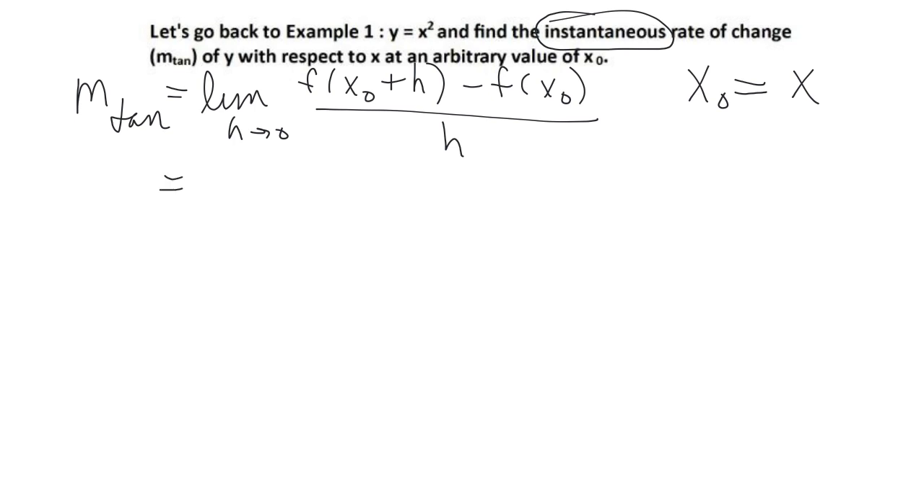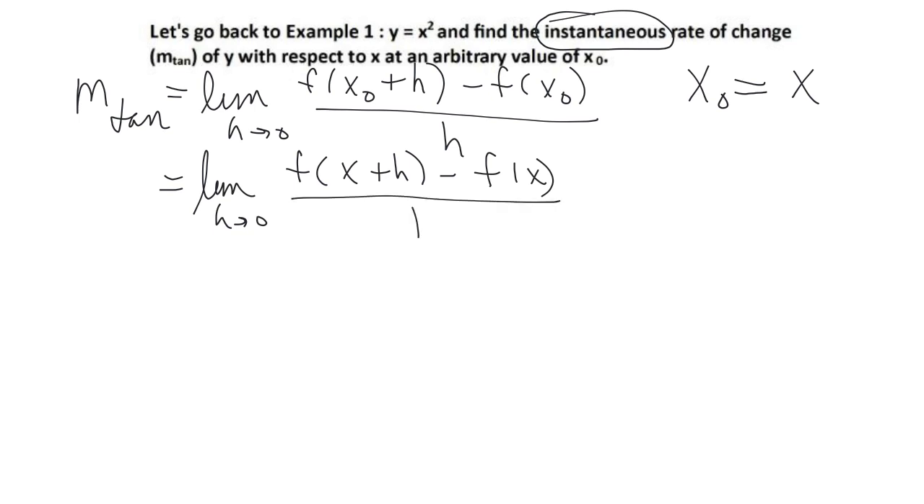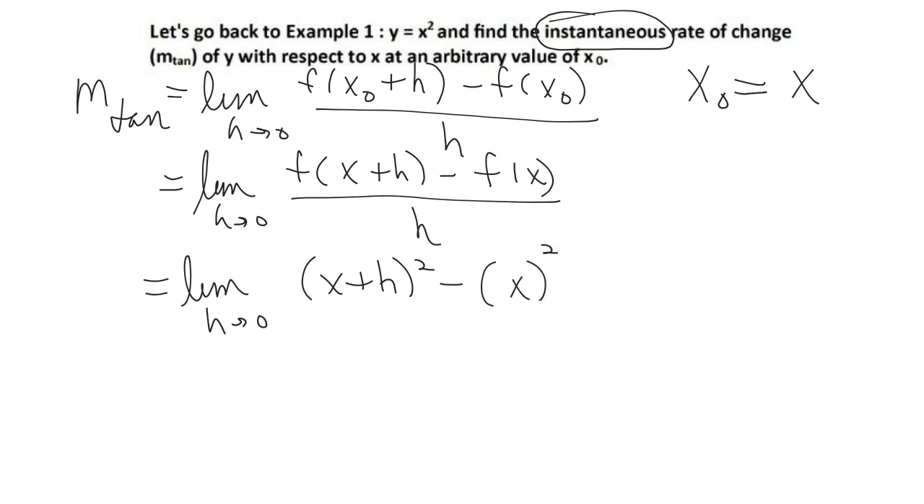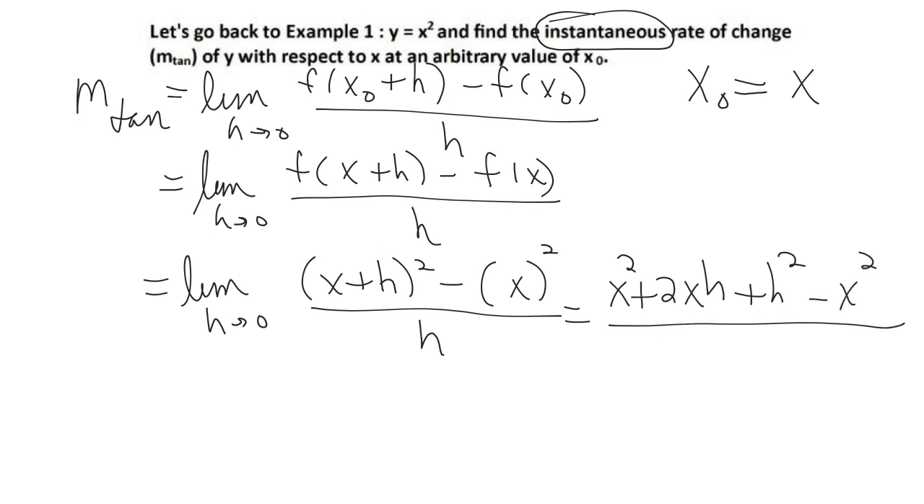So here we have the limit as h approaches 0 of f of x plus h minus f of x over h. So here we have the limit as h approaches 0 of x plus h quantity squared minus x squared over h. When I FOIL x plus h quantity squared, I get x squared plus 2xh plus h squared minus x squared over h.